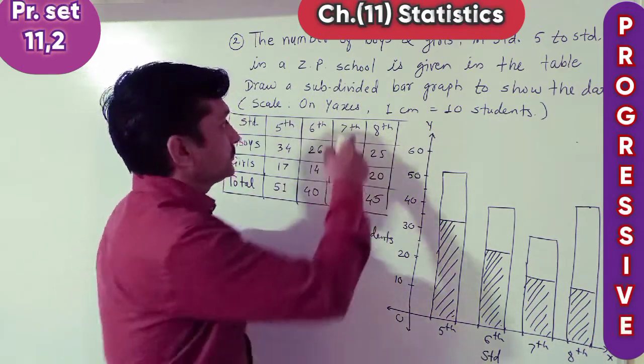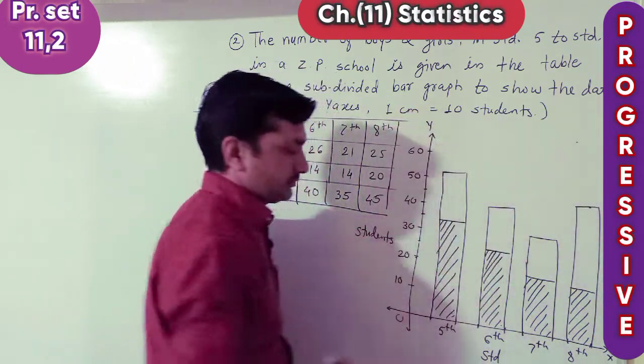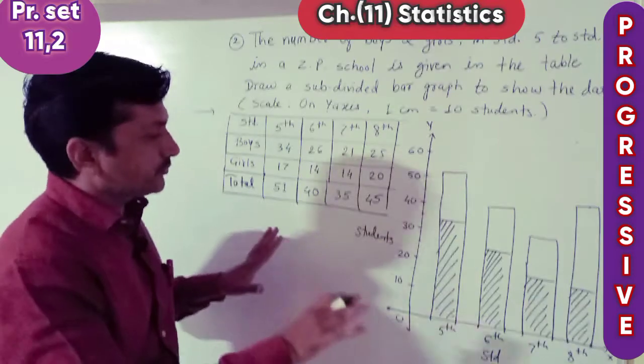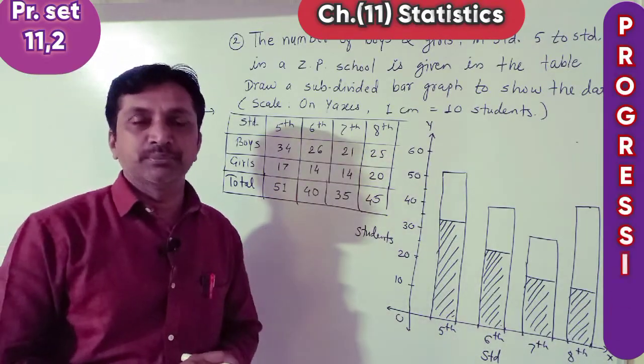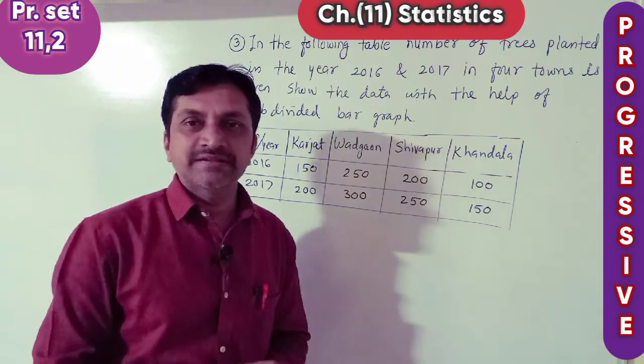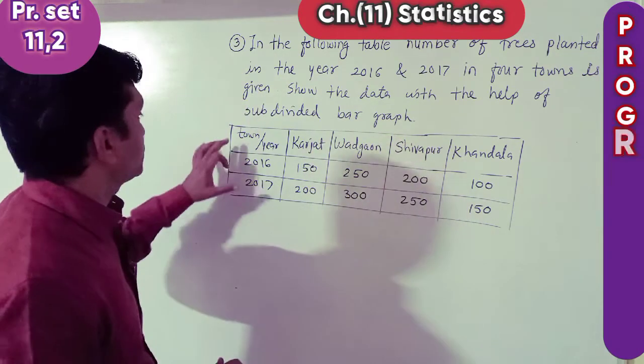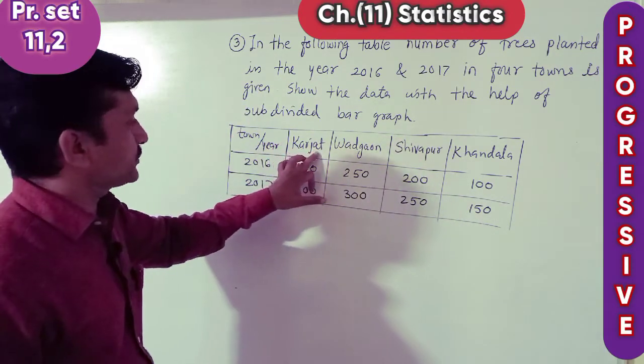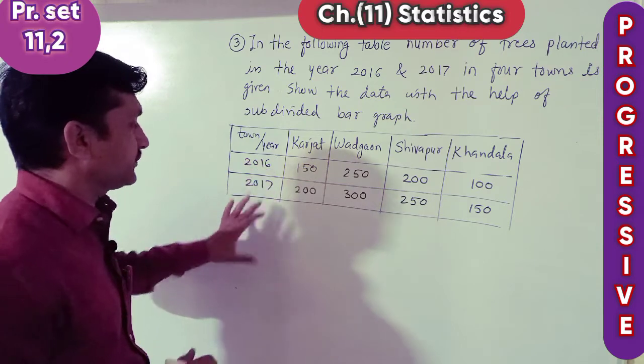Scale is left. This scale you write down here. And now in this way, the subdivided bar diagram is completed. Friends, let's see example number 3. Here 4 towns are given and years 16, 17.